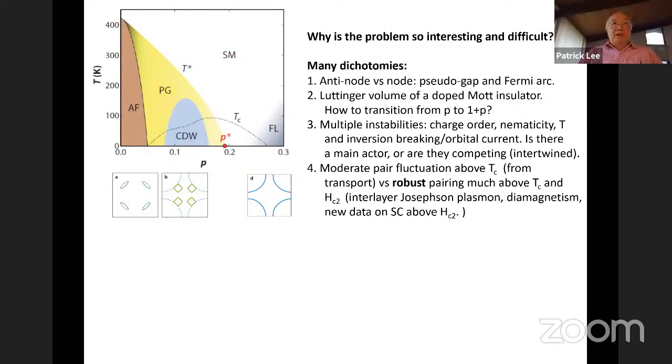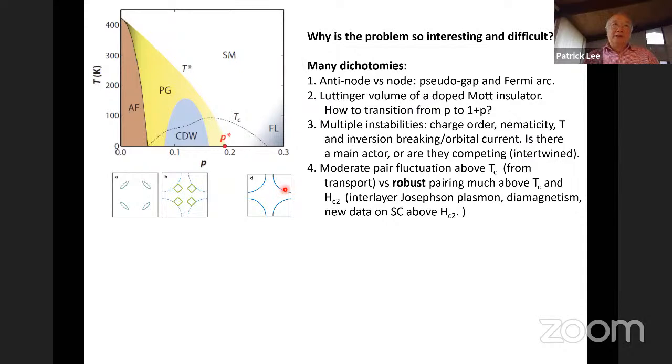Why is this problem interesting and why is it so tough? I think the problem we face is that the system is giving us a lot of mixed signals and many dichotomies. These have been well documented in the literature. There's a whole issue of anti-nodal versus nodal points. The anti-node is here, the nodal is here. The first discovery of the pseudo-gap region is a large energy gap here, which is not a real gap but kind of filled in, so it's called a pseudo-gap. And there's a so-called Fermi arc, which exists near this nodal region.